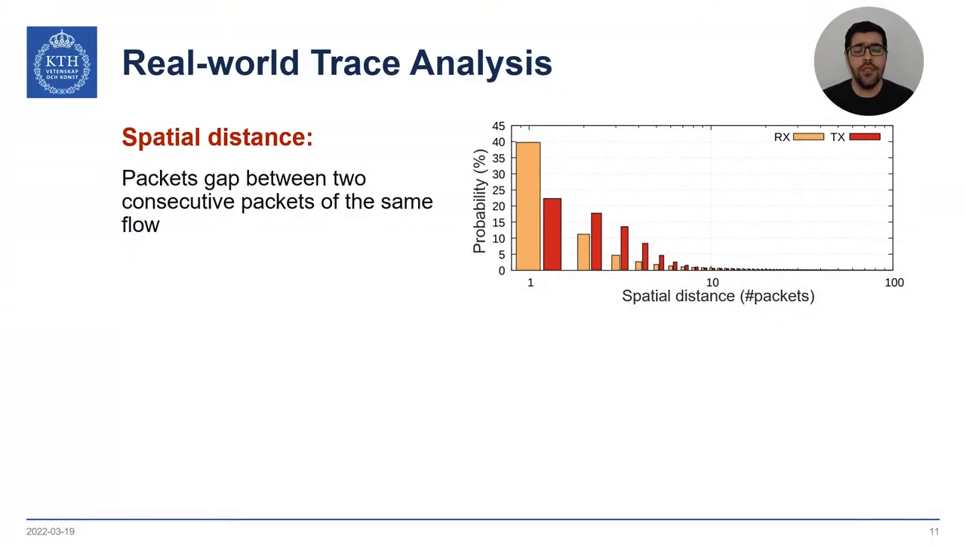To answer this question, we analyzed our campus traffic trace to examine how unordered the traffic is in a fairly large network with heterogeneous services and applications. To do so, we define a spatial distance as the packet gap between two consecutive packets of the same flow. As you can see in the figure, more than 60% of RX packets and about 77% of TX packets have more than one spatial distance, which means at least one packet is interleaved between two packets of the same flow.